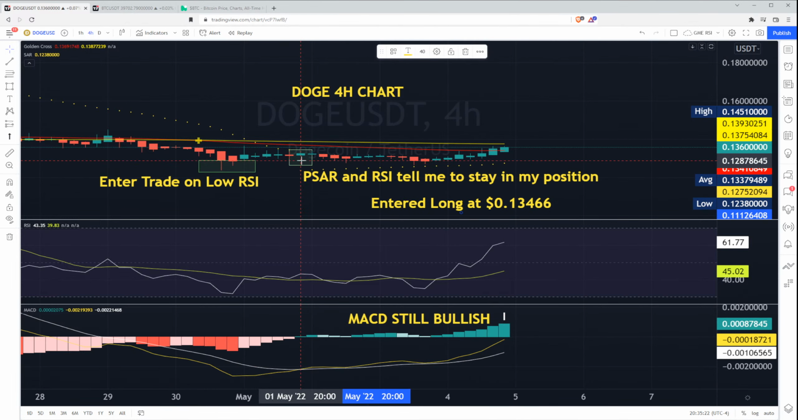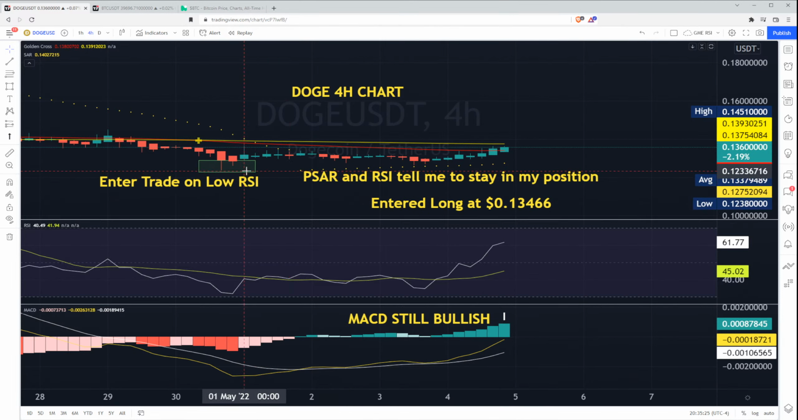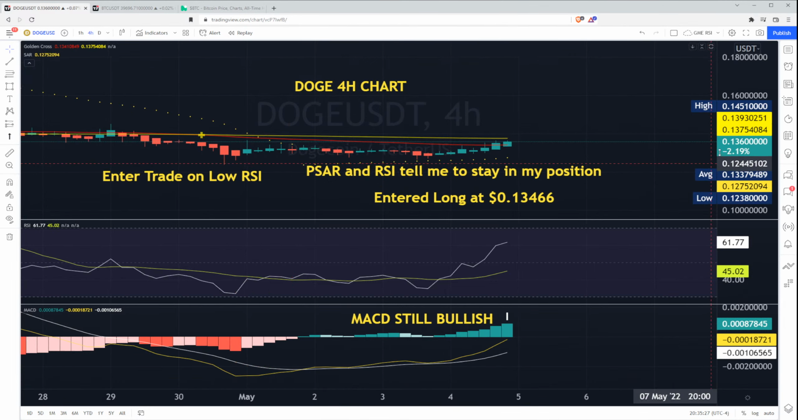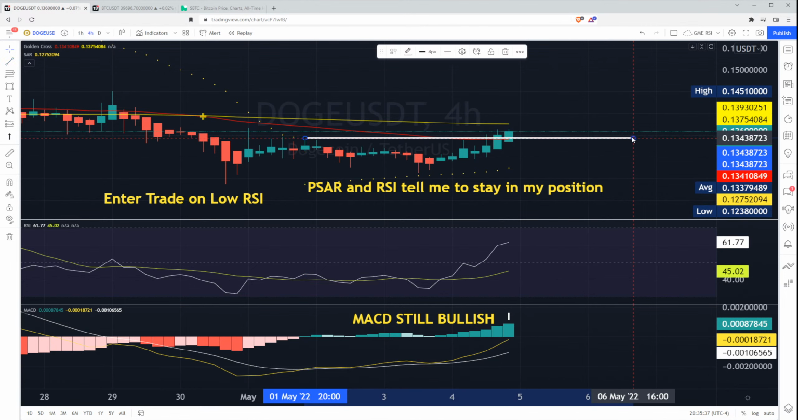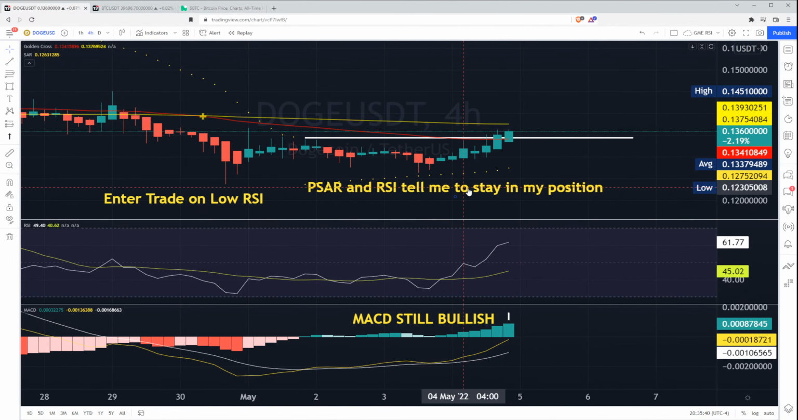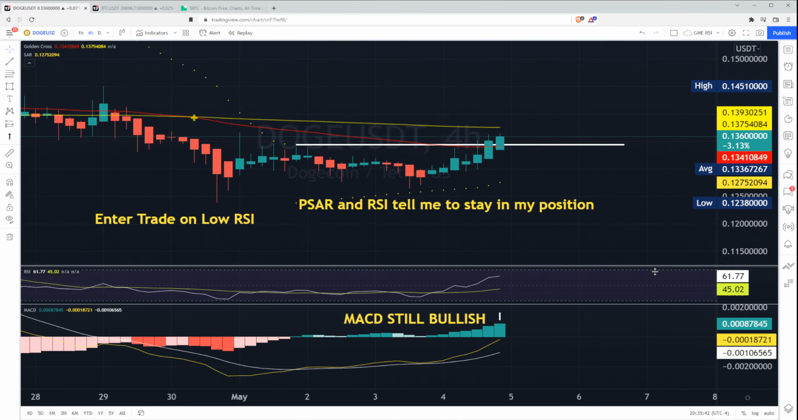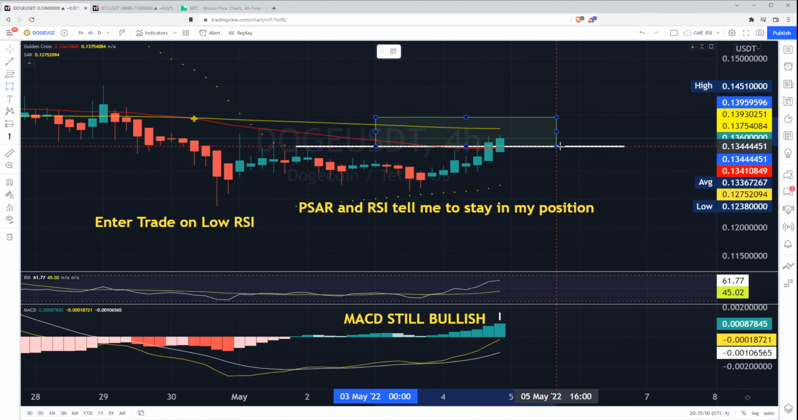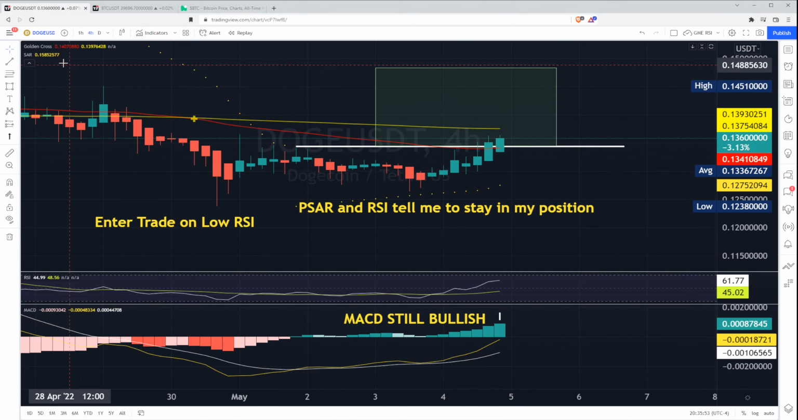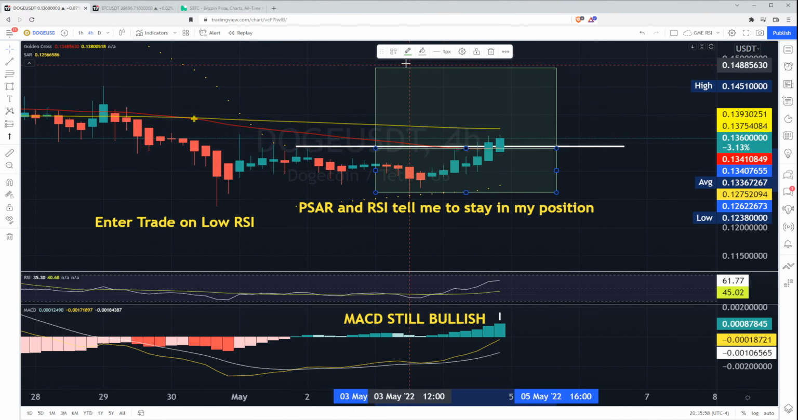And I'm going to draw a white line where I entered my trade. I entered very late. So this is about where I entered my trade. And at this white line, anything above this white line is profit. Anything below this white line, I'm negative. I'm at a loss.